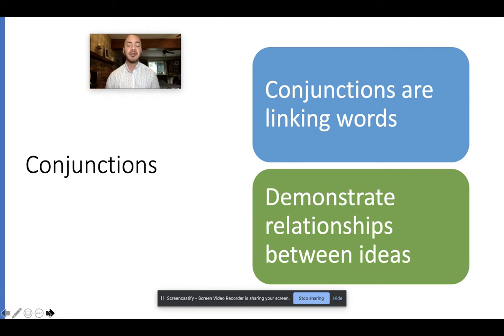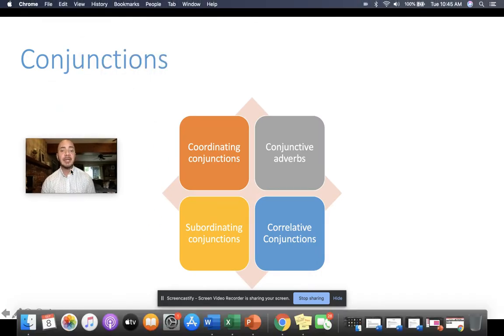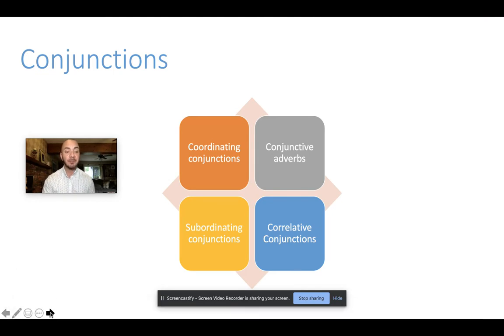First off, this chapter is going to cover something called conjunctions. Conjunctions are linking words. What they do is they can link words, phrases, or whole sentences together. Conjunctions demonstrate relationships between two ideas. There are different kinds of conjunctions: coordinating conjunctions, conjunctive adverbs, subordinating conjunctions, and correlative conjunctions. This first video is going to focus on coordinating conjunctions.